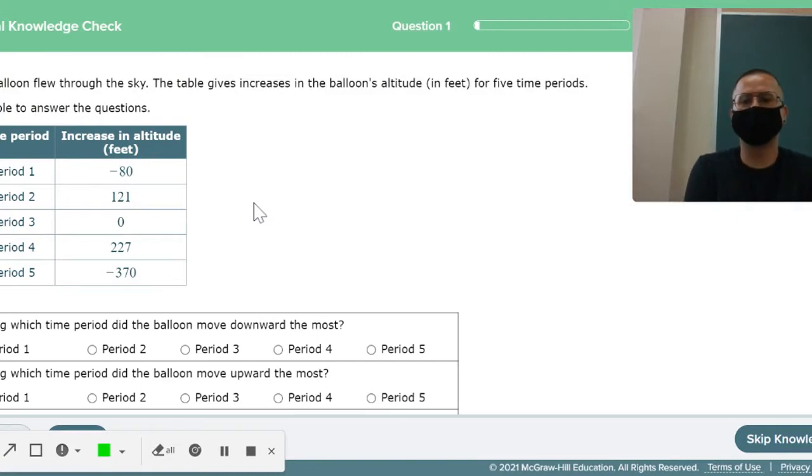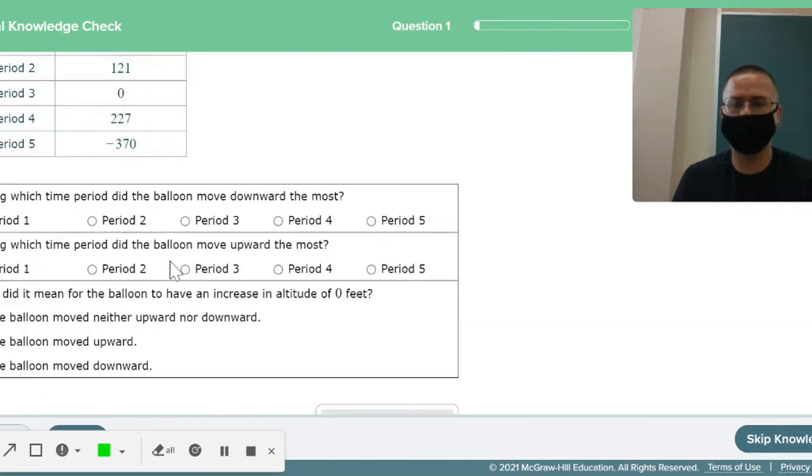So a hot air balloon. This table gives increases for 5 time periods. Use the table to answer the question. So this is similar to a rate of change. We're figuring out how it's changing. It's definitely going up and down. It's not going straight up because we have a negative here, positive, back down, positive, negative.